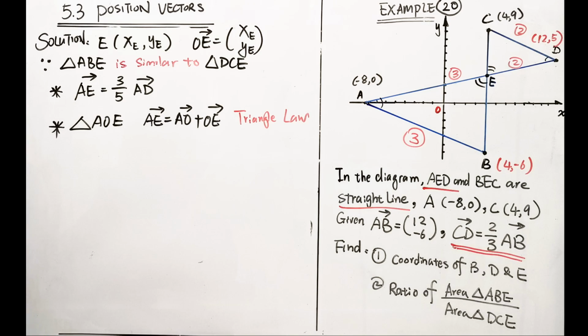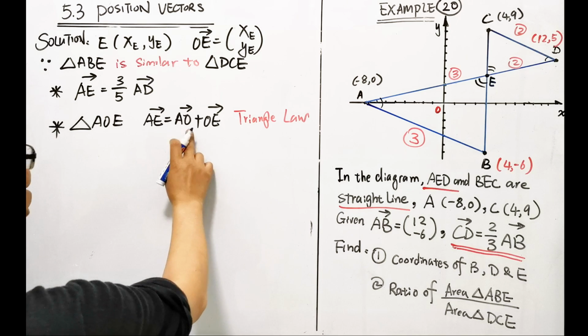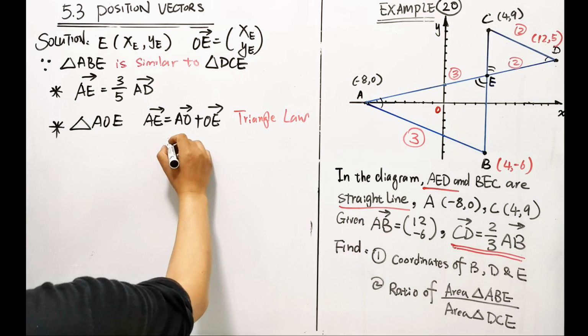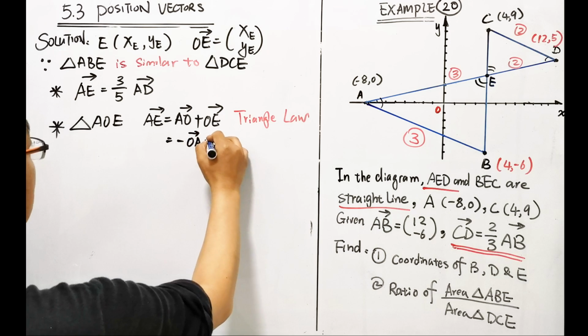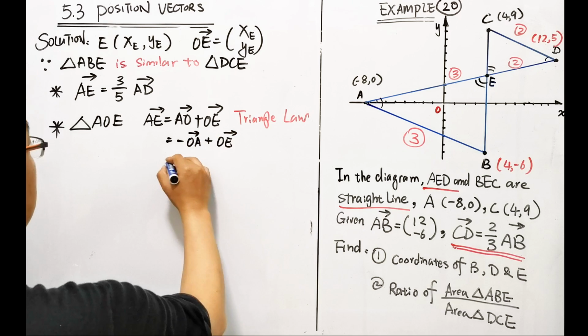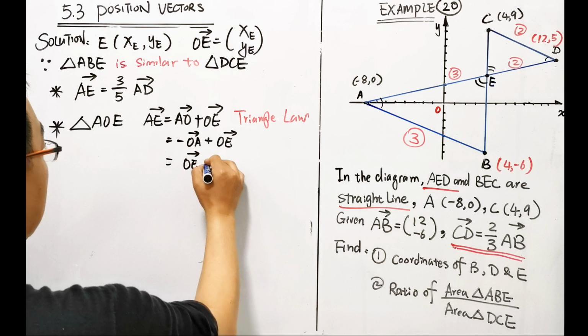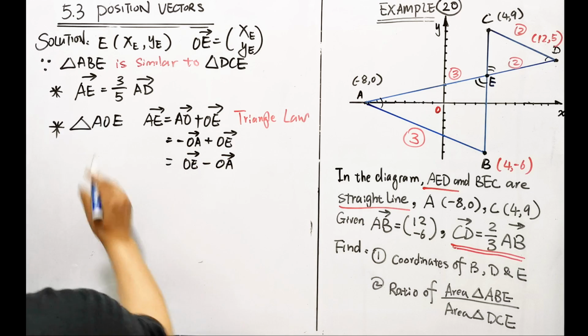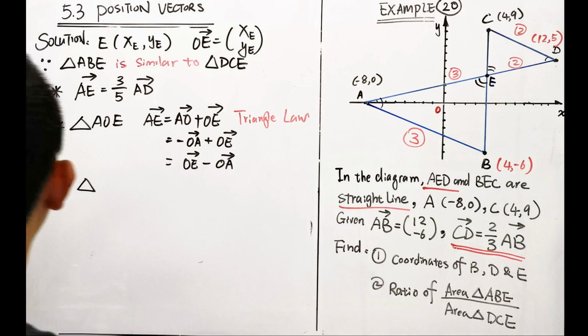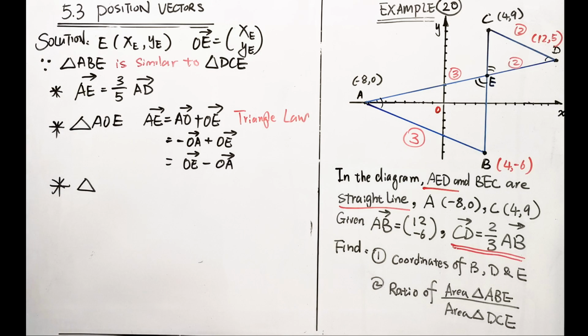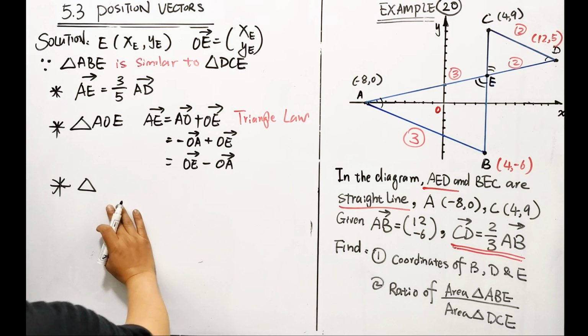Of course, we already know the OA, right? So this is also equal to minus OA plus OE. So in this case, this is OE minus OA, right? So this is clear. And the second thing, in another triangle, let's look at another triangle for the AD. We know the AD.